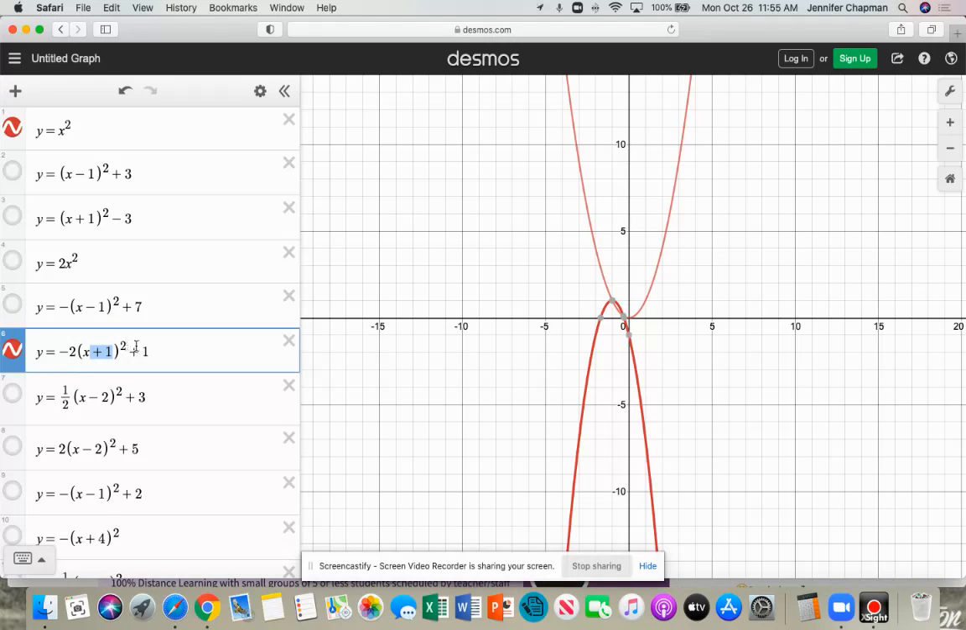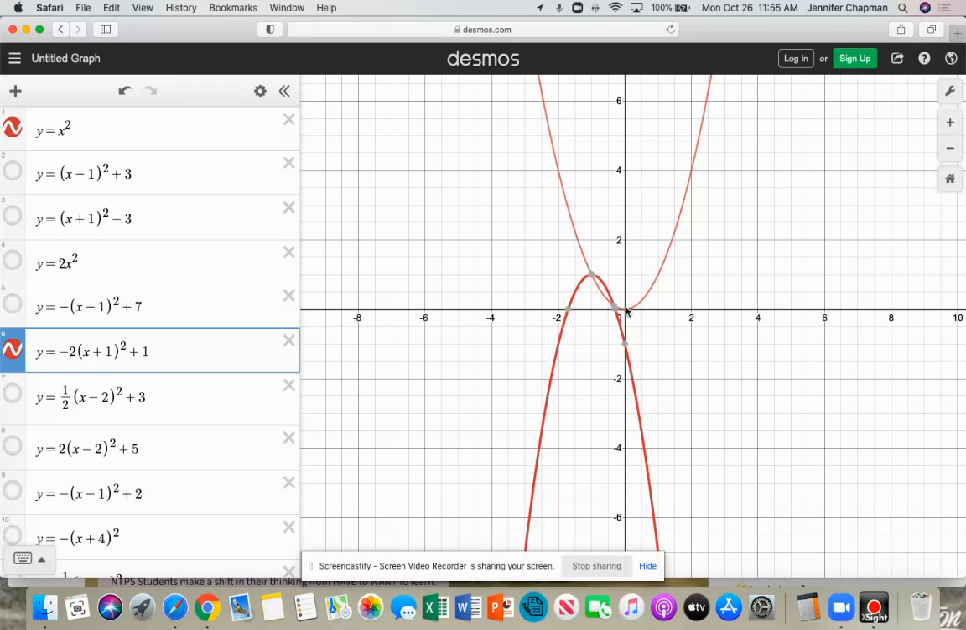Then it went left 1 and up 1. So you can see that vertex from the original function, from my parent function, moved left 1 and up 1. So that's all basically 4 transformations. The book is lumping a as -2, but technically that's 2 different things, a reflection and a stretch or compress.